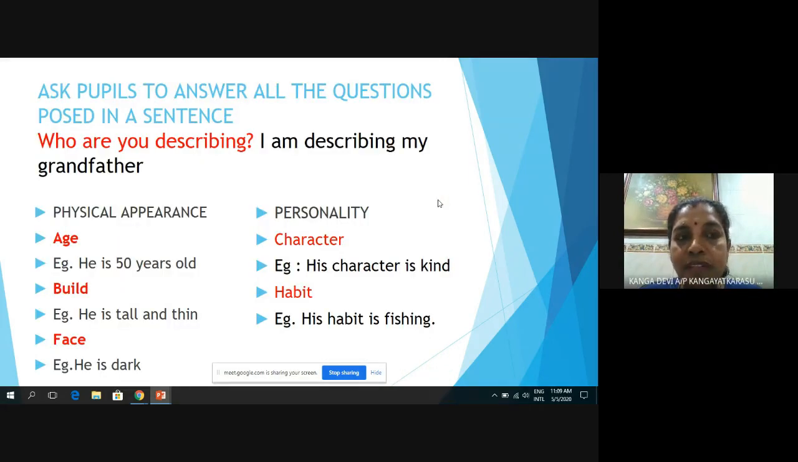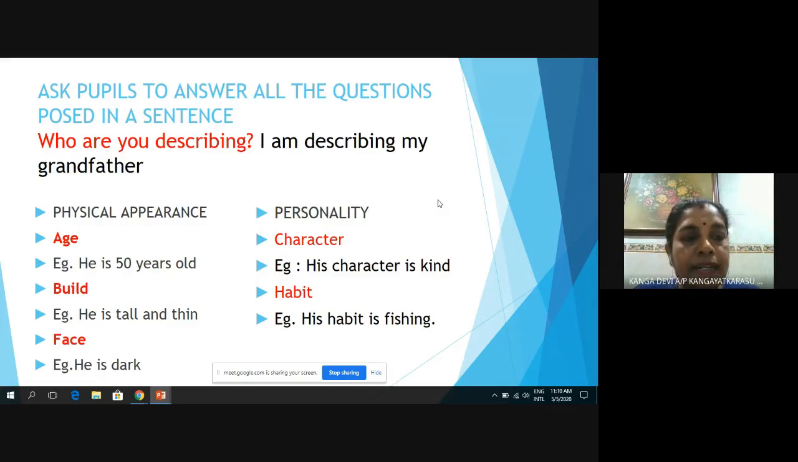All right, so if you had looked at page 14 just now, we find that the students have a lot of question marks. So what we do, we get the students to write sentences. For example, in the middle, it says, who are you describing? So the student just writes the sentence, I am describing my grandfather. Then physical appearance, age. So ask the child to write a sentence. He is 50 years old. Okay, build. Trust me, most of the students do not know what build is. For them, built is building. So maybe you have to put in brackets and tell them what it is all about.